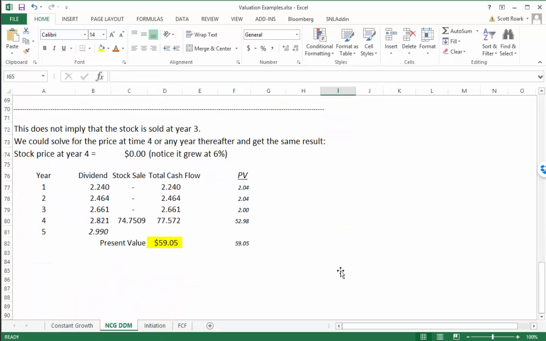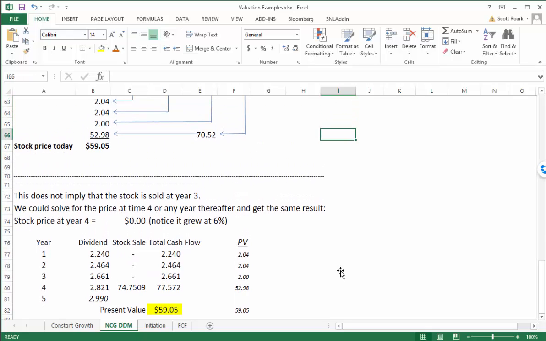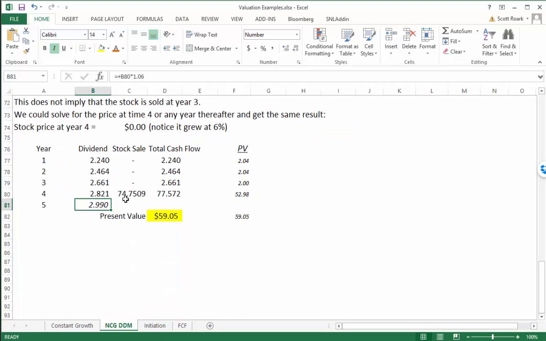A couple of other things I do want to mention. I've talked about selling the stock at the end of the special growth stage. This valuation model does not require that. I think it's helpful to think of it that way, but it doesn't require it. Let's just look at what would happen if I waited a year to sell the stock. So we could solve it the exact same way. The only thing I would do here is look at D5 to figure out what P4 is.